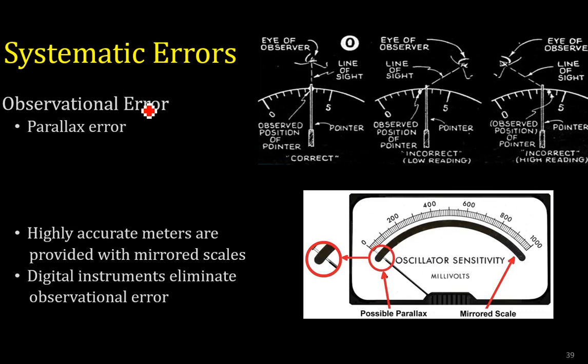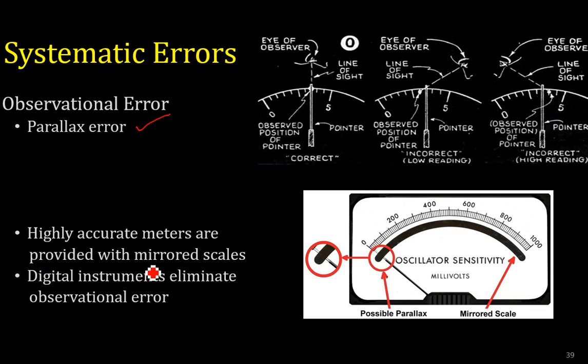The third one in the systematic error is the observational error. So observational error is generally termed as the parallax error. That is, you are not viewing the pointer, in case of analog instruments, directly from above. In the first case you have no parallax error, but when you are looking from one side, you are getting a lower reading compared to the true value, and when you are looking from the other side, you are getting a higher reading compared to the true value. True value is where your pointer stands, so you are reading this value. So this is known as parallax error.